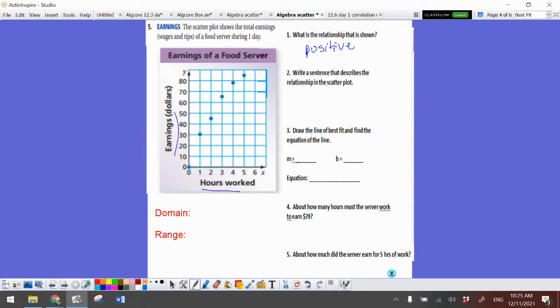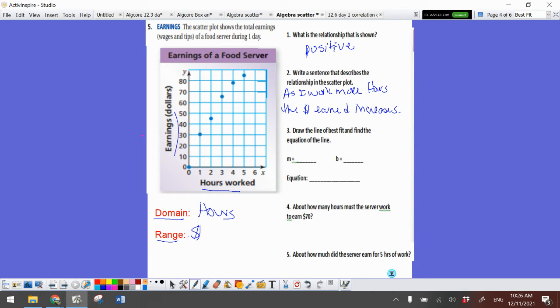Okay, and my sentence, remember, that is when we're using our labels. So we've got our hours worked and our money earned. So as I work more hours, or as the hours increase, the money earned increases. Okay, remember, it's always as X happens, Y happens. So independent and dependent. Remember, domain is our X value, so that's our hours, and range is our Y value, which is our money.